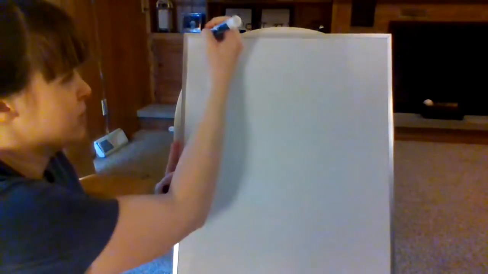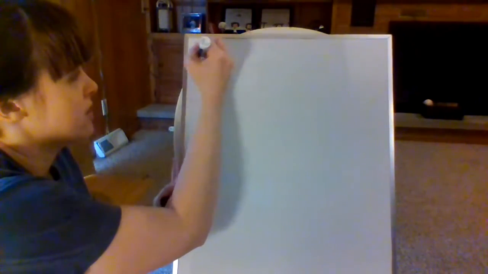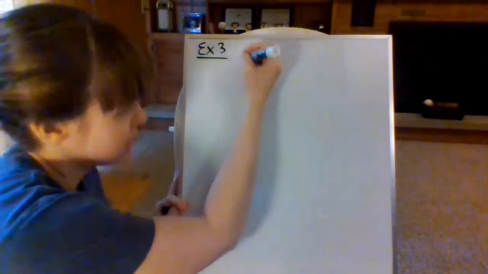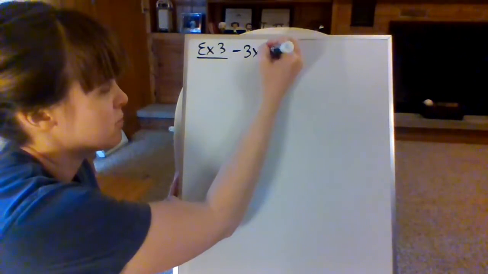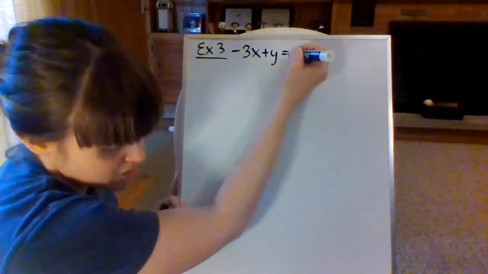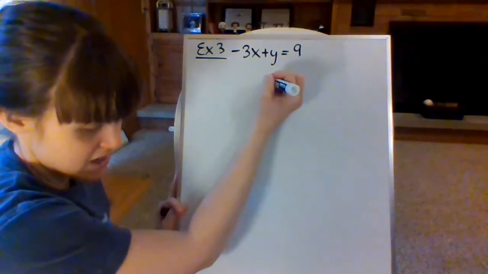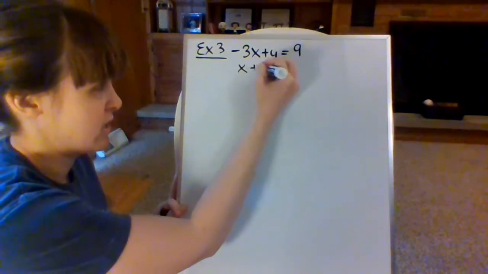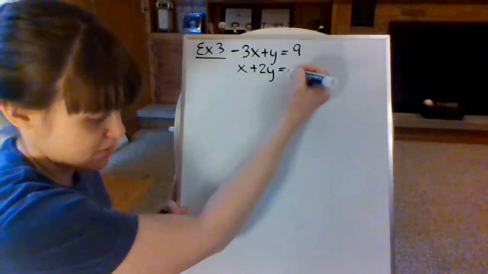Okay, so example 3, we have negative 3x plus y equals 9, and x plus 2y equals 4.